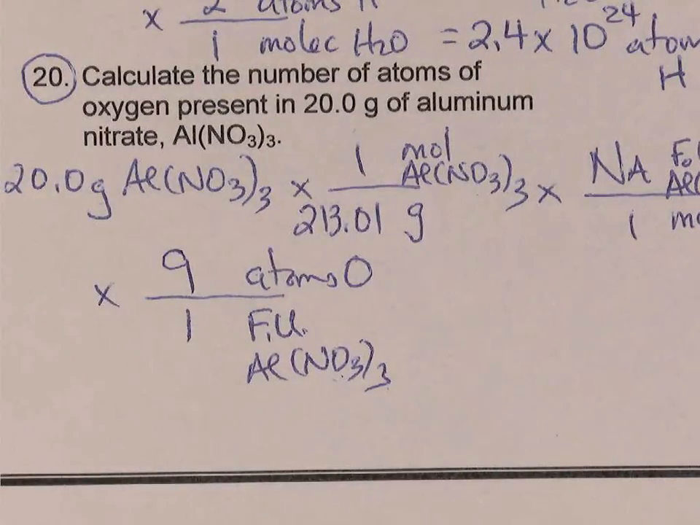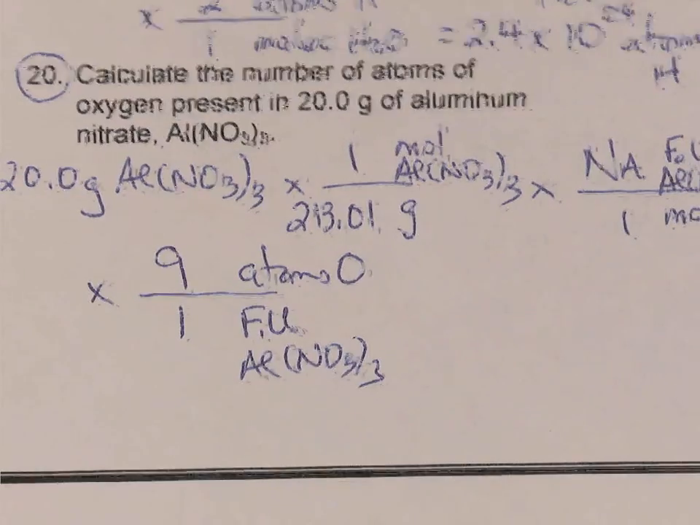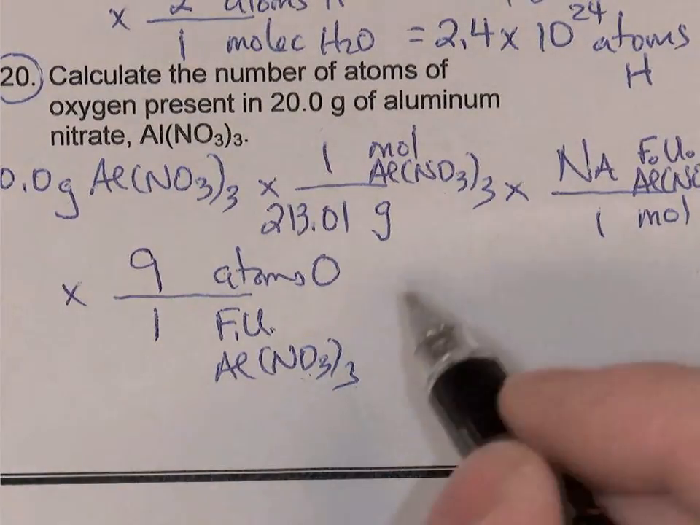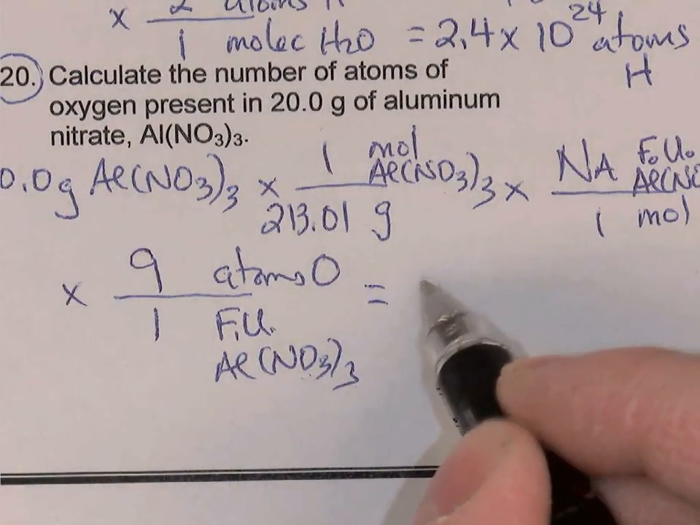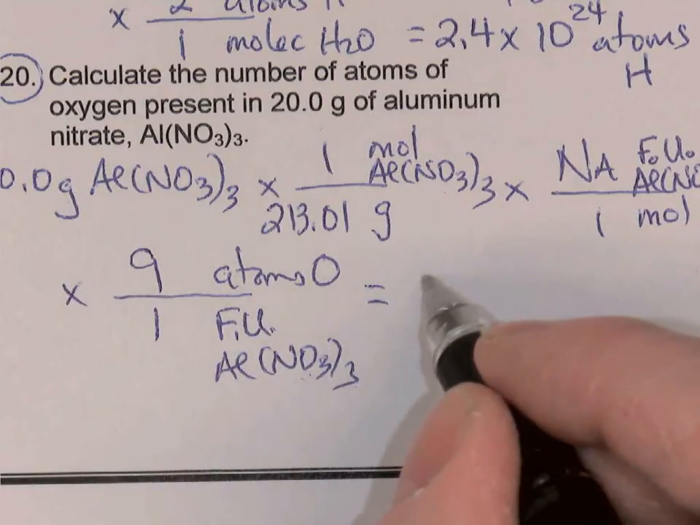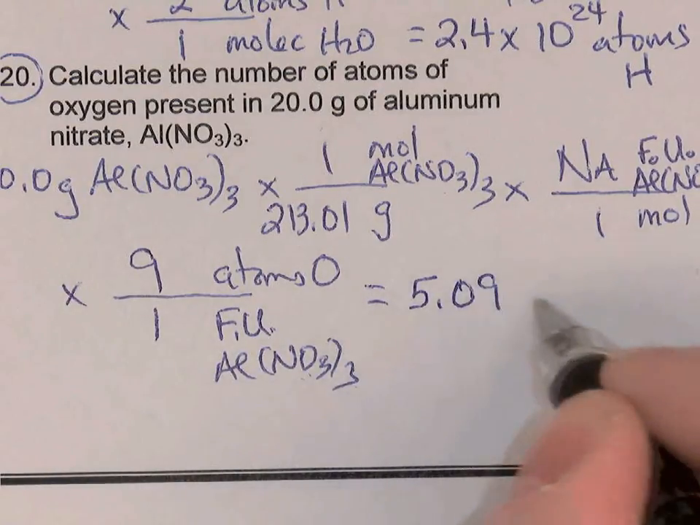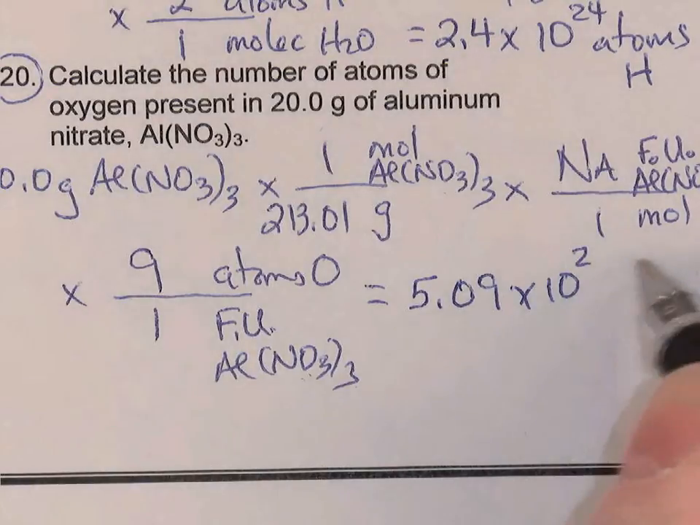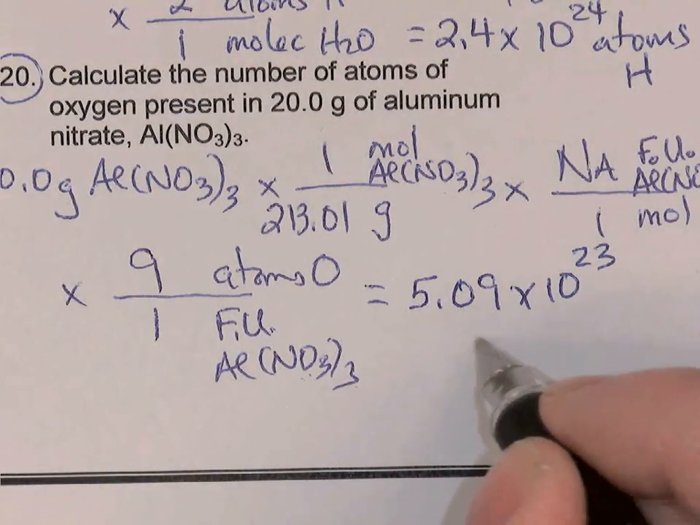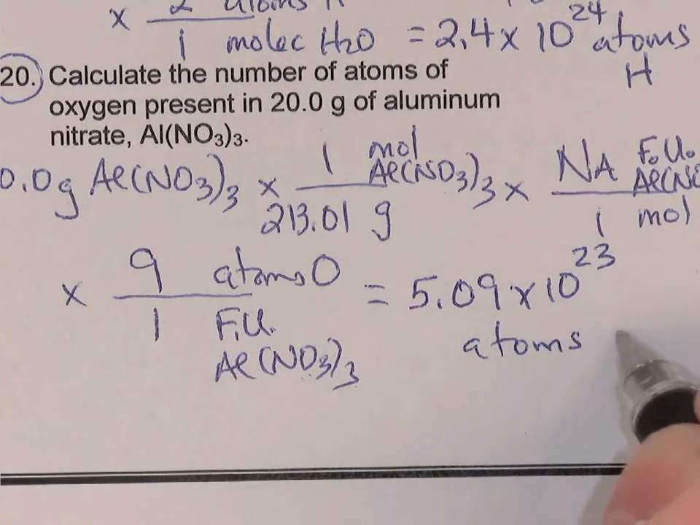So now, 20 grams, we divide by the molar mass, 213.01. We multiply by Avogadro's number using the scientific notation button, and then we multiply by 9 because there's 9 atoms of oxygen in every formula unit. We'll keep 3 significant digits: 5.09 times 10 to the 23 atoms of oxygen.